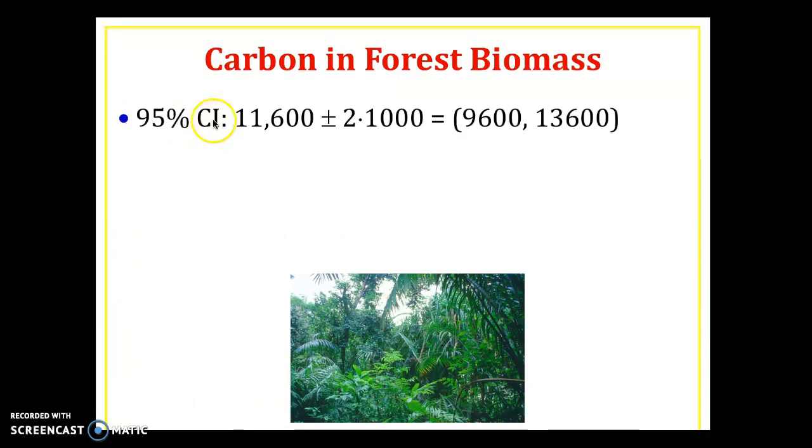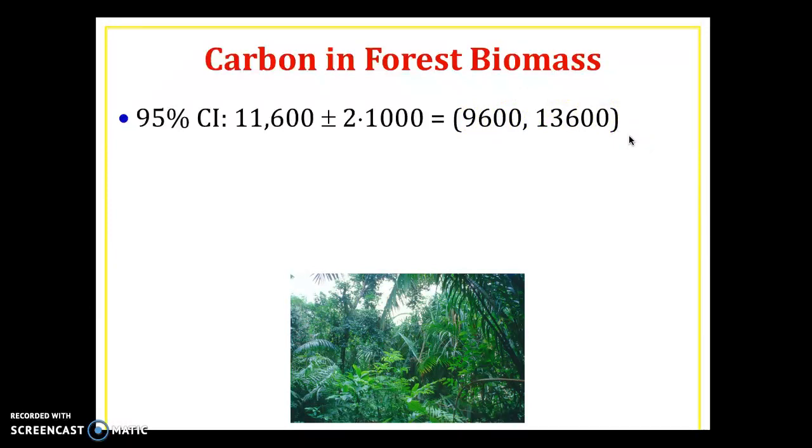So the 95% confidence interval, CI, is taking the mean, the point estimate, 11,600, and we're going to add and subtract 2 times the standard error. This is the way to approximate a 95% confidence interval. So we're going to add and subtract 2,000 to get 9,600 and 13,600 as our confidence interval.